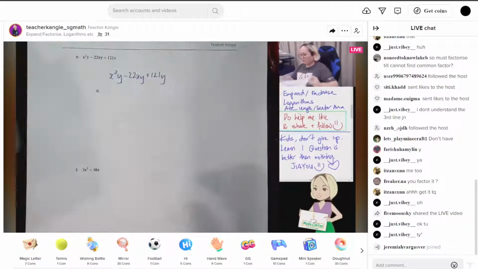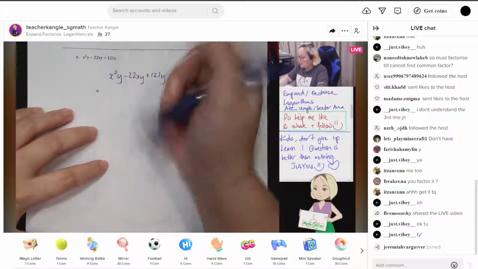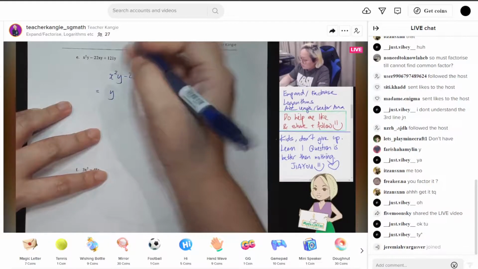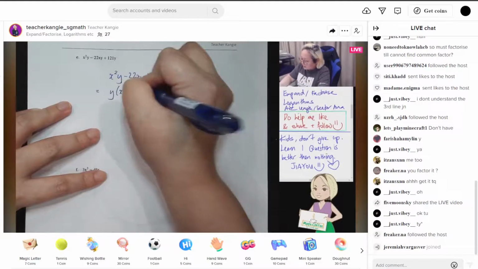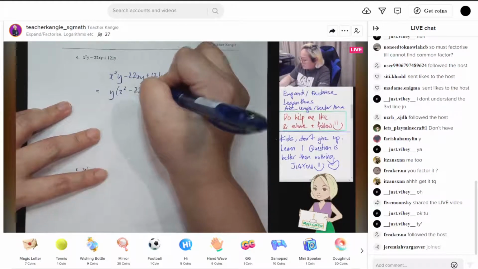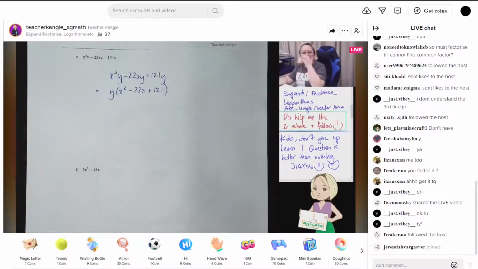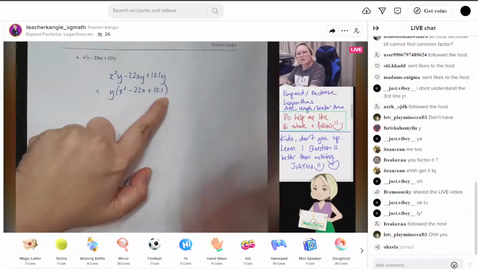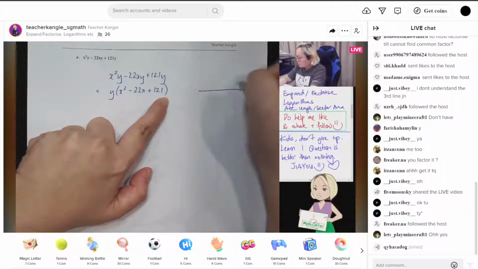Okay, move on. Okay, come back to here. Just now someone said take out y, good. Take out y. So I will be left with x squared minus 22x plus 121. So it is not necessary that the common factor must be a number. You can also take out an alphabet if it is common among all the terms. Then for the remaining bracket, apply what method? Cross method. So put the cross method here.